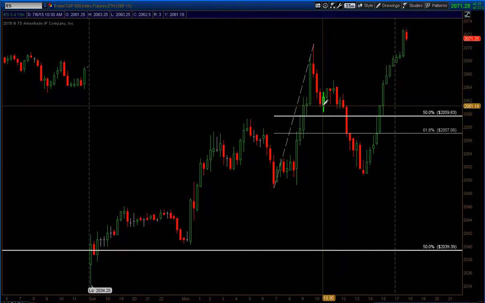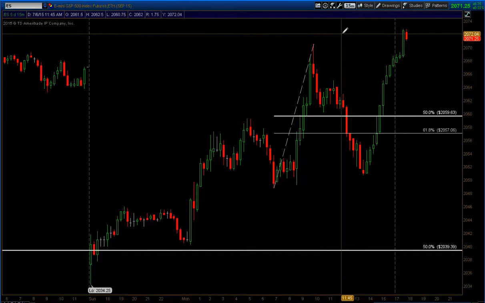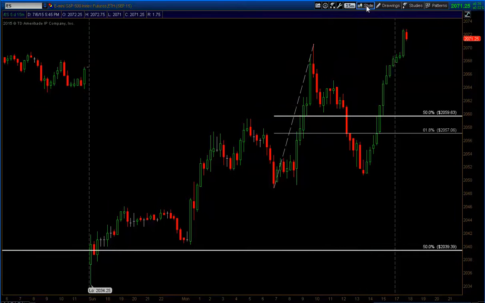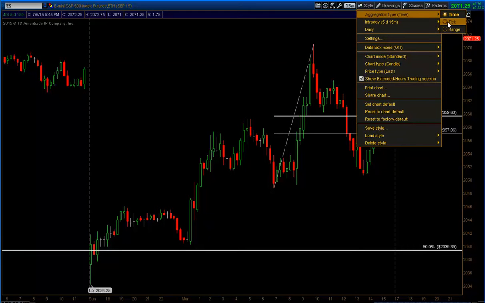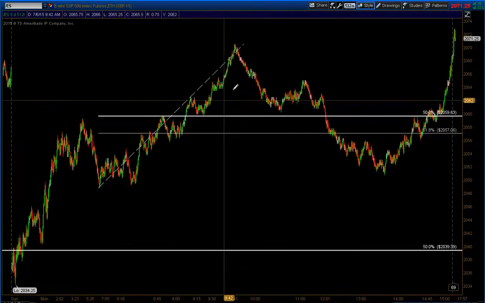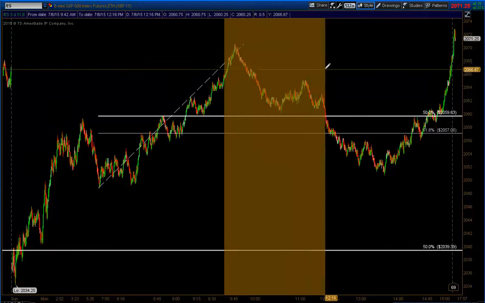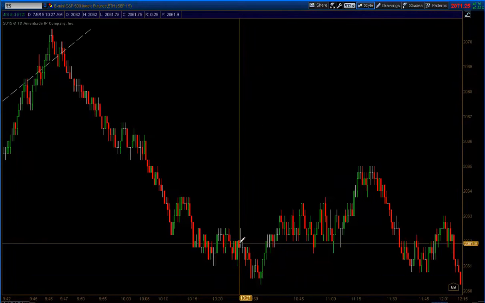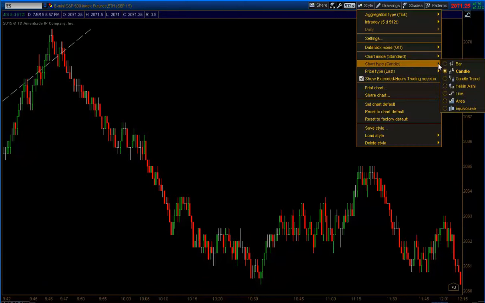We were a tick away, and sometimes it makes sense to drag your order in, but it's not really a good habit to get into. So rarely do I move my order once I've placed the trade. What I will look for is a break on the 512 tick chart. And so I'm going to flip this to 512 and then the Heikin-Ashi.